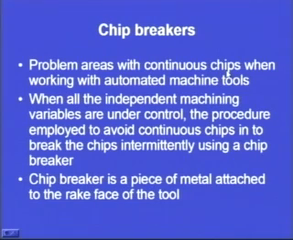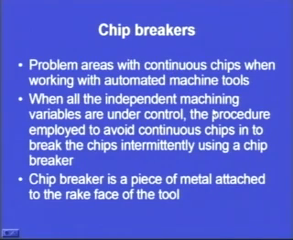Again we have to start the process, so there will be a break in the process. In order to overcome this kind of problem, in order to avoid the formation of continuous chips, we use chip breakers, which are nothing but a piece of metal that is attached to the tool. These problem areas are particularly relevant when we are having automatic machining or automated machine tools.